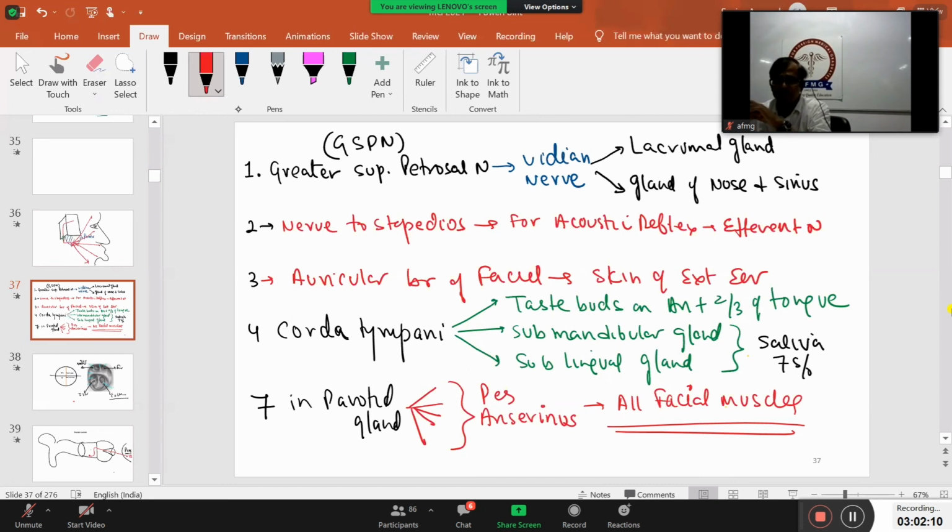Does the facial nerve supply the parotid gland? The answer is no. It passes through the parotid gland but does not supply the parotid gland. So don't make a confusion. Besides, when I said it is in the parotid gland, it does not supply that.